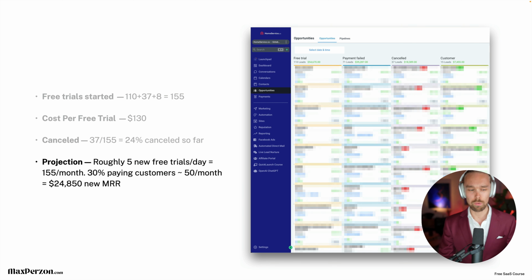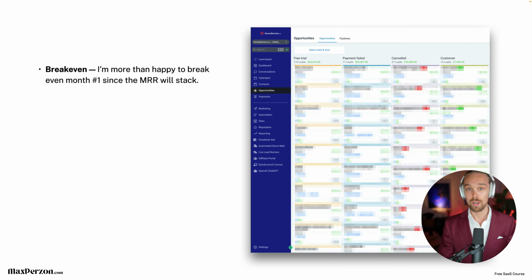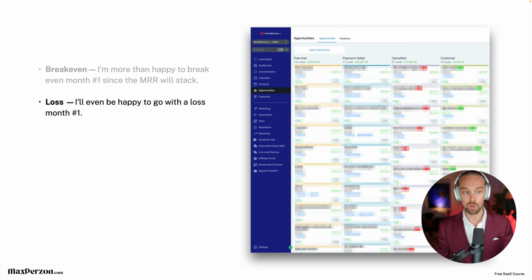So projection, we roughly get 5 new free trials per day right now. So that's 155 free trials per month. If we get 30% paying customers, that's around 50 new customers per month, and we're making $25,000 in new monthly recurring revenue from month number 1. I'm more than happy to make my money back from month number 1 and break even, since this MRR will basically stack. Obviously, we will have churn. I know that a lot of people mentioned that in the previous video, but the thing with the previous video is that I calculated the numbers pretty low, so you could argue that I calculated the churn in there, right? But I'm more than happy to break even.